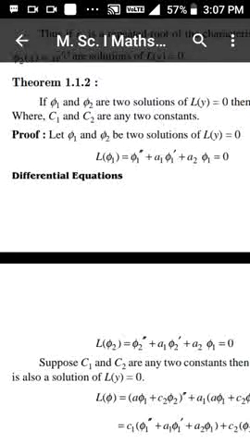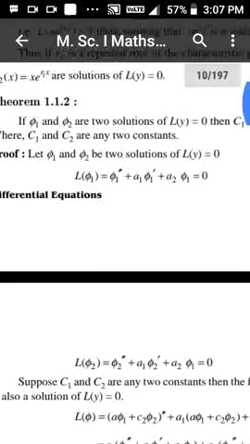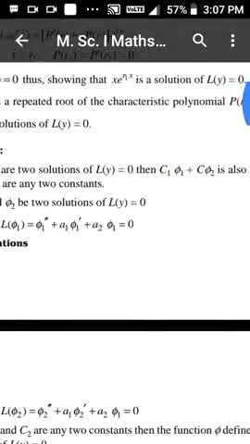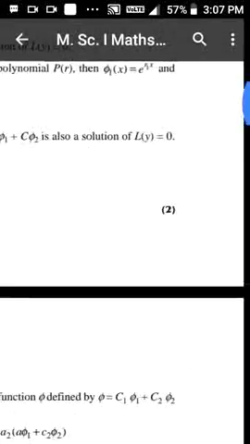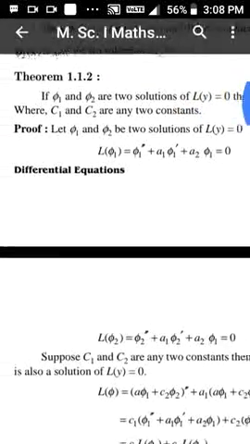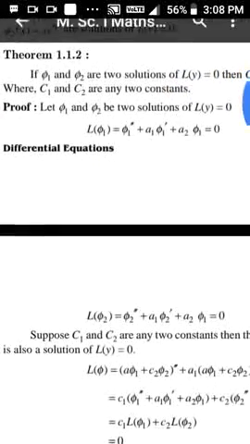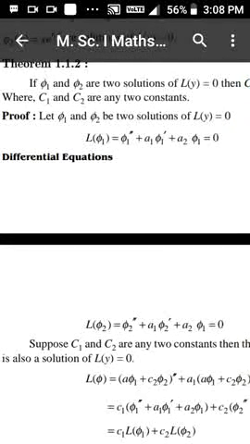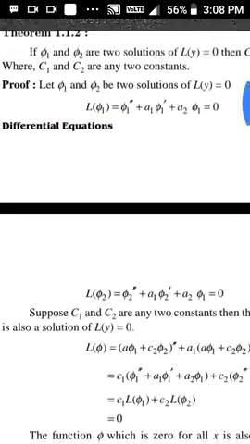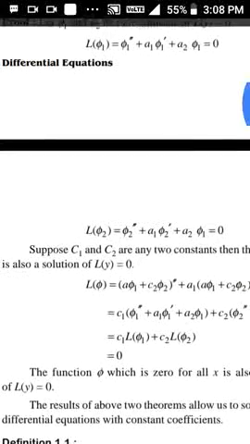Next theorem. If phi1 and phi2 are two solutions of L of y is equal to 0, then c1 phi1 plus c2 phi2 is also a solution of L of y is equal to 0, where c1 and c2 are any two constants. For proof, suppose that phi1 and phi2 are two solutions of L of y is equal to 0. L of phi1 is equal to phi1 double dash plus a1 phi1 dash plus a2 phi1 is equal to 0. L of phi2 is equal to phi2 double dash plus a1 phi2 dash plus a2 phi2 is equal to 0.